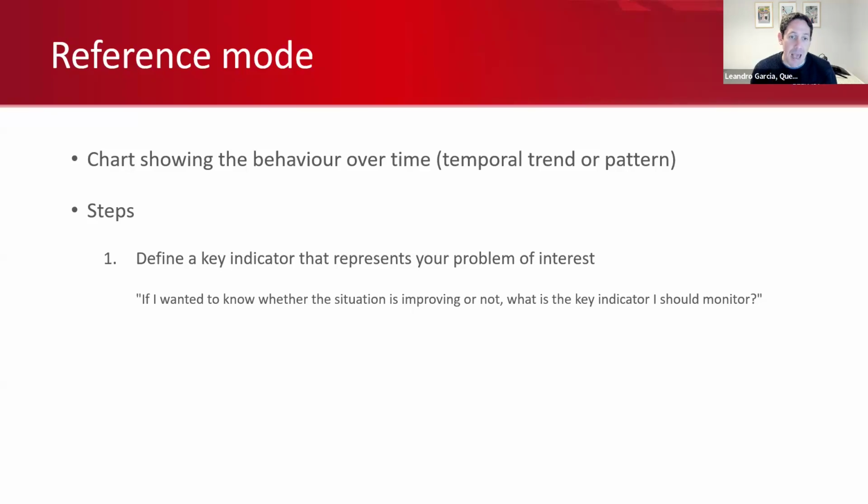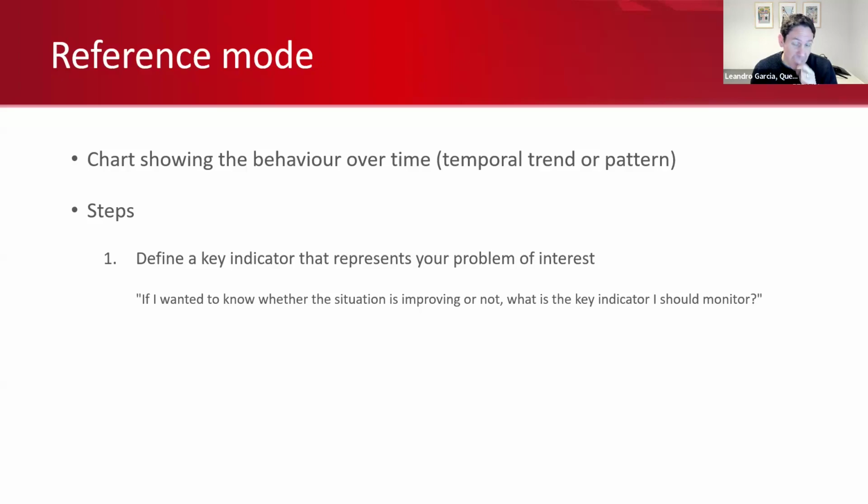Some people sometimes ask whether we can have more than one indicator, like two or three. My suggestion is always to keep it to a minimum, and hopefully that'll be clear in the next slides as well. If you have one, that's great. If you need more than one for any other reason, I wouldn't have more than two indicators that represent your problem of interest in the same causal loop diagram.